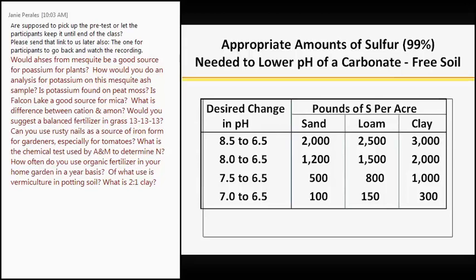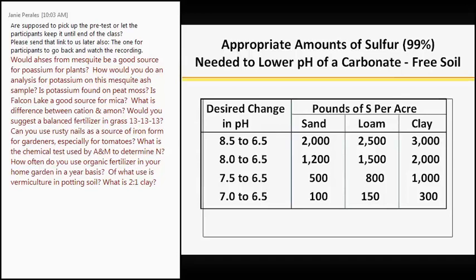So if you have any carbonates in the soil, for every 1% carbonate that you have in the soil, you have to add at least 1 ton of elemental sulfur to take care of that 1% carbonate. So if we are trying to change the pH from 6.5 to 7, in a sandy soil it would take about 100 pounds of sulfur per acre, 150 pounds in a loam, 300 pounds in a clay. We're going from 7.5 to 6.5, going backwards here.